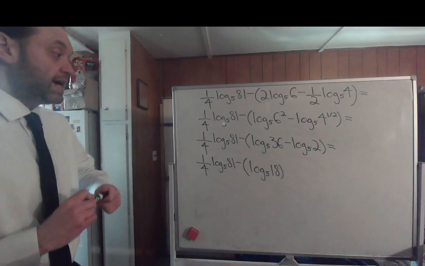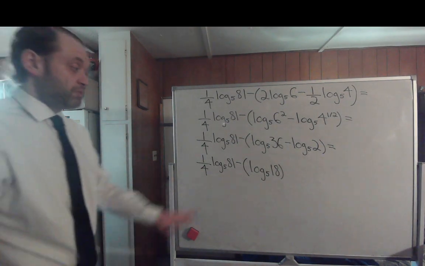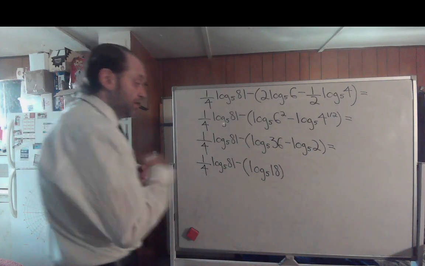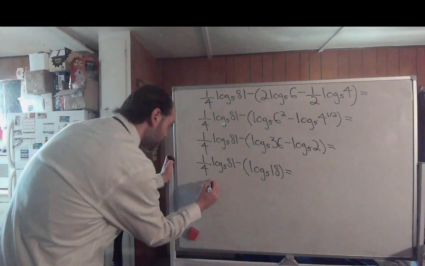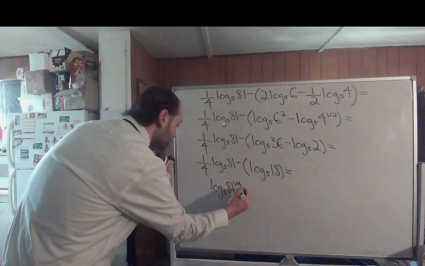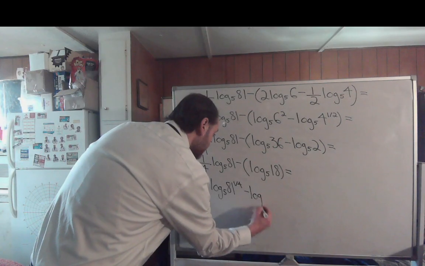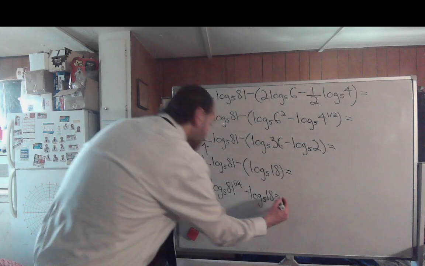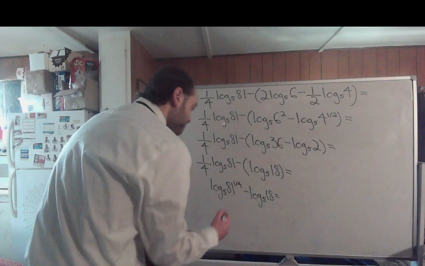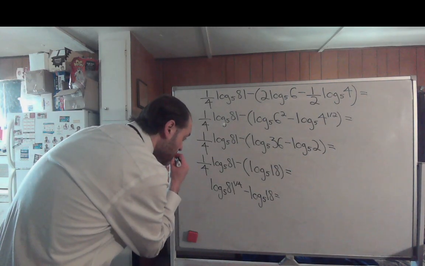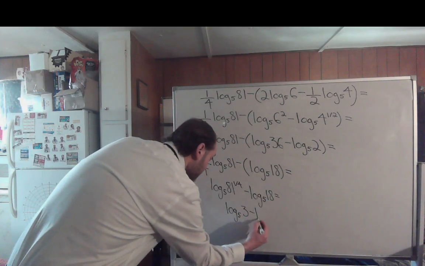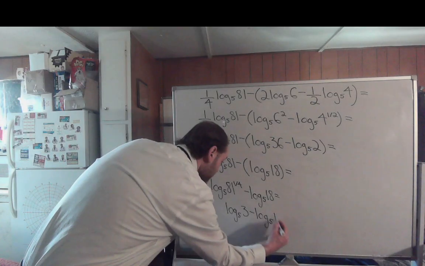All right, now we have just a difference of 2 logs. But we have a power rule on the first one, right? 1/4 of log base 5 of 81. This is the same as log base 5 of 81 to the 1/4 minus log base 5 of 18. Well, what is 81 to the 1/4? That's just the 4th root of 81, which is 3. So this would be log base 5 of 3 minus log base 5 of 18.